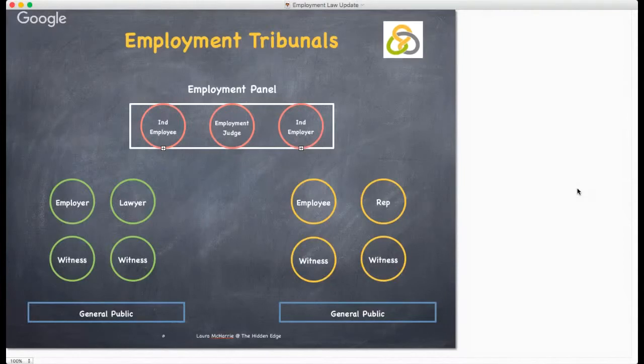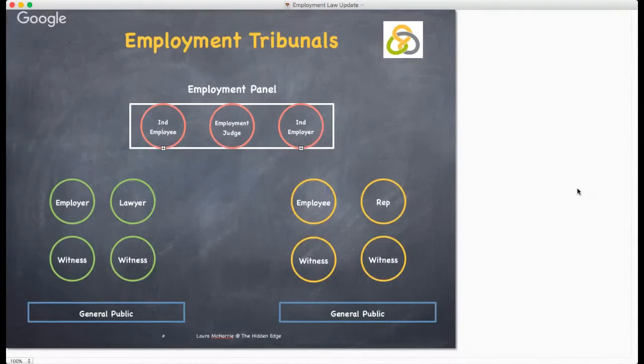Tribunals are less formal than a court. For example, no one wears a wig or a gown. However, like a court, tribunals cannot give out legal advice. Almost all hearings are open to the public, and evidence will be given under oath or affirmation.